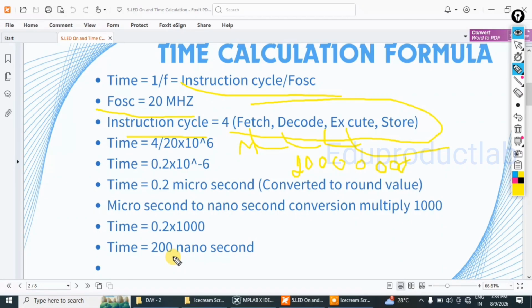Suppose you are controlling a robotic arm in an industrial production line. The controller must respond almost instantly to sensor inputs. Using a 20 MHz crystal allows faster processing and quick responses.